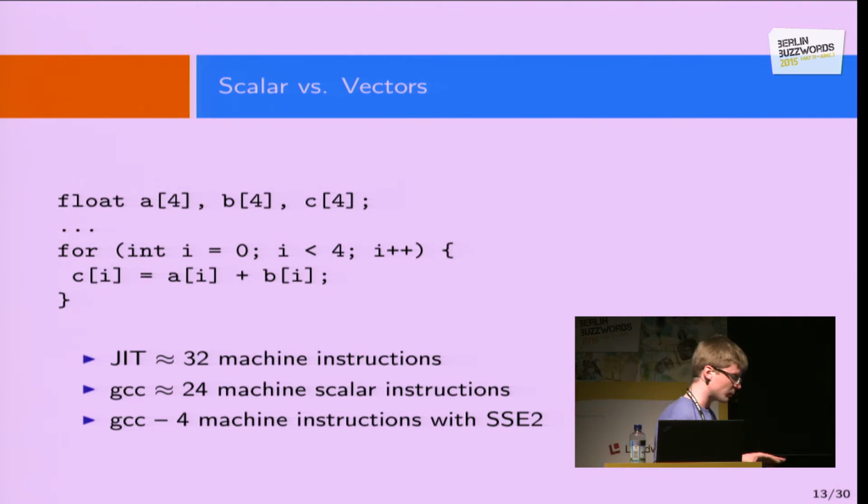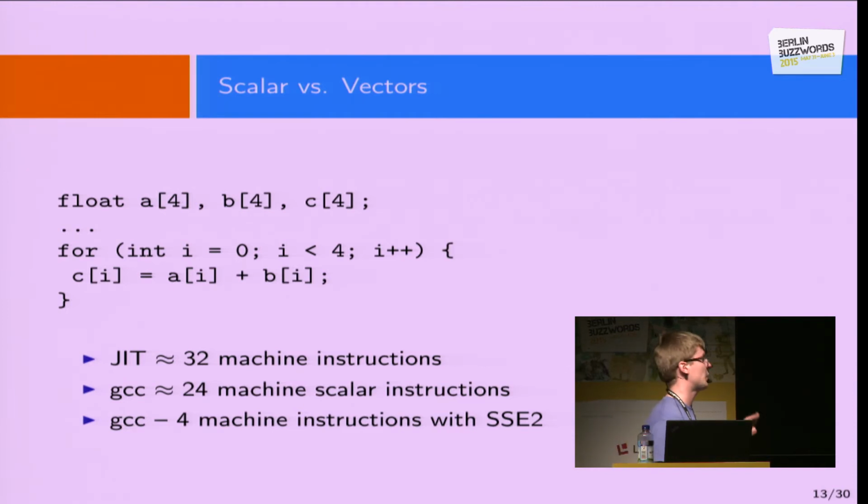When we provide the GCC compiler some hints, instead of the scalar variant of this code, it will produce 4 machine instructions using SSE instructions. So in this case, we just load 1 vector, load the 2nd vector, add them, and store the vector into memory.